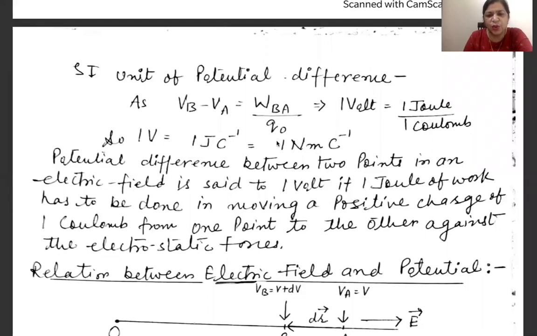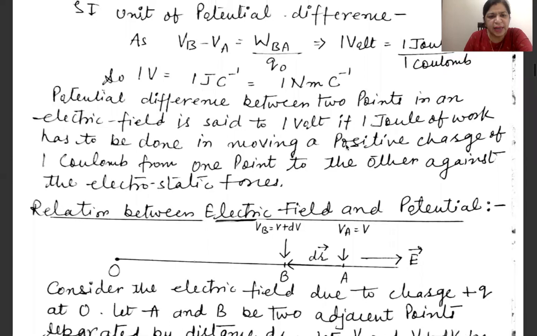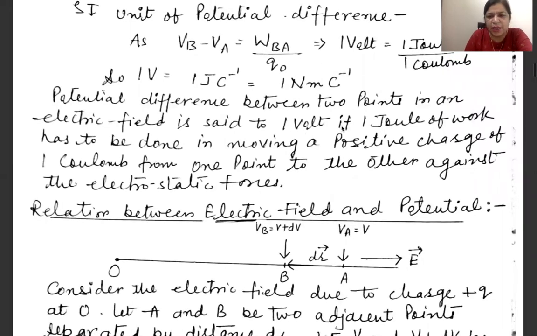We can write joule in terms of Newton meter also. How can it be? As you know that work done is equal to force into displacement, and the unit for force is Newton, and for the displacement is meter. So you can write it as 1 Newton meter per coulomb. So potential difference between the 2 points in an electric field is said to be 1 volt if 1 joule of work has to be done in moving a positive charge of 1 coulomb from one point to the other against the electrostatic force. Is it clear?